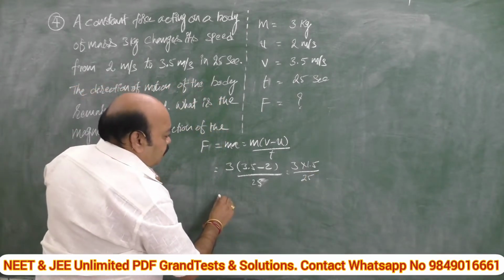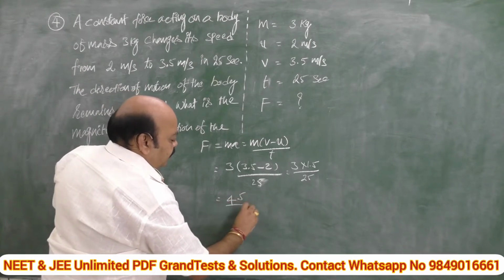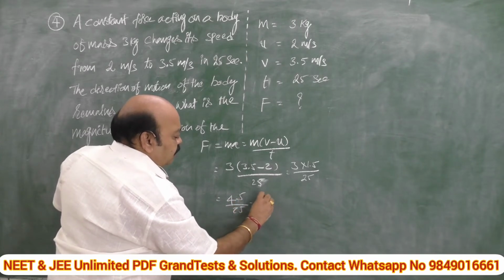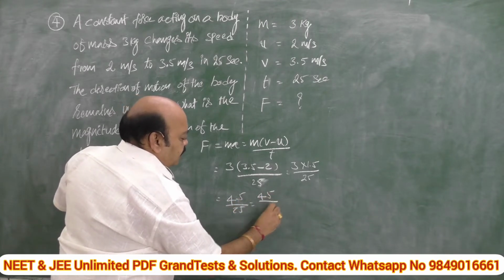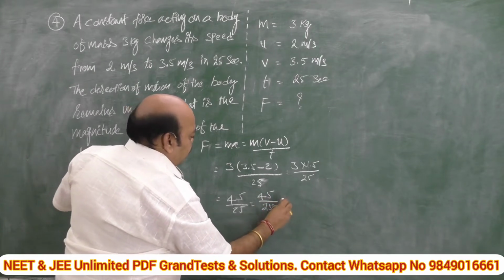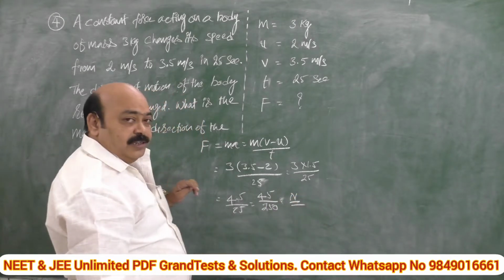which is nothing but 4.5 divided by 25. For calculation purpose, it is convenient to write this as 45 by 250. That's all. Since it is force, you have to write Newton as the right unit.